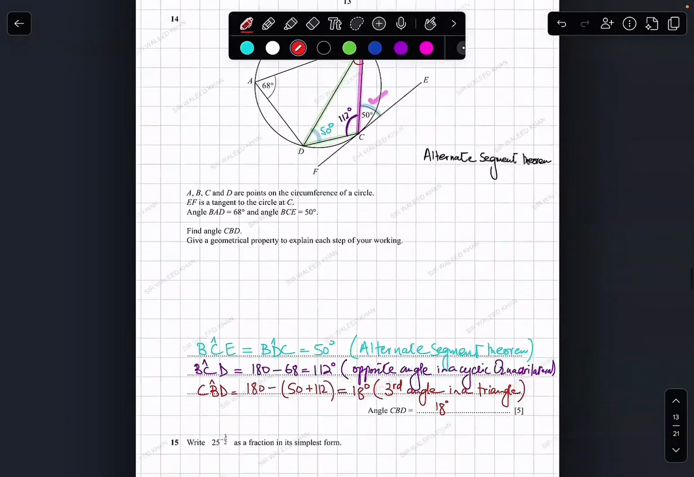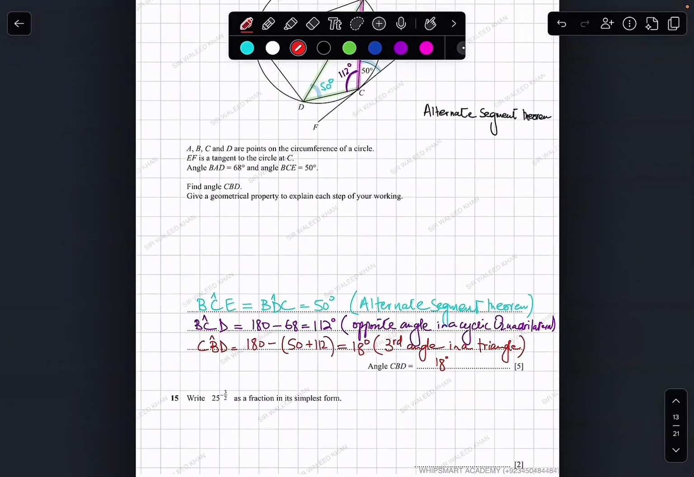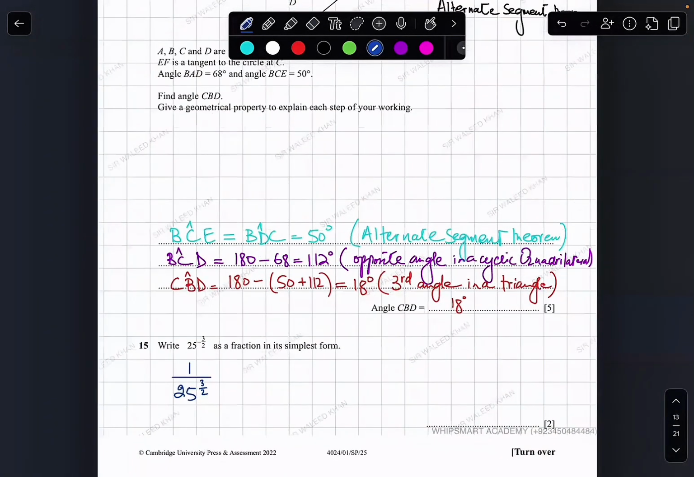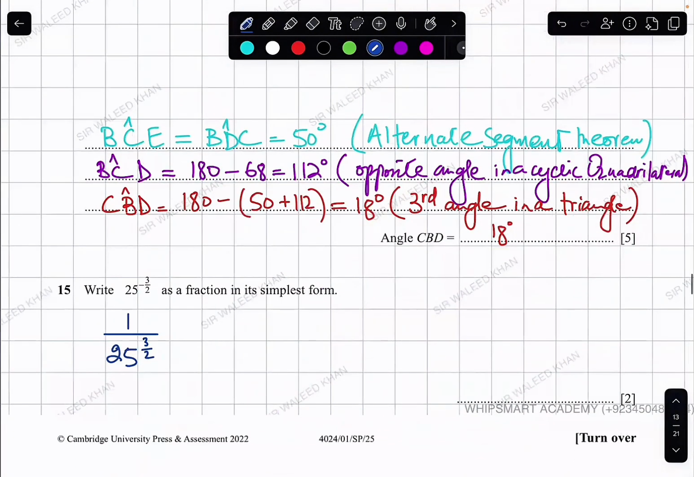Okay. Done for this question. Write 25 power negative 3 by 2. We have a negative power. So when we have a negative power, we take a reciprocal of the base term, right? So this will be 1 over 25 power 3 by 2. The power became positive. When you take a reciprocal of the base term, the power becomes positive.